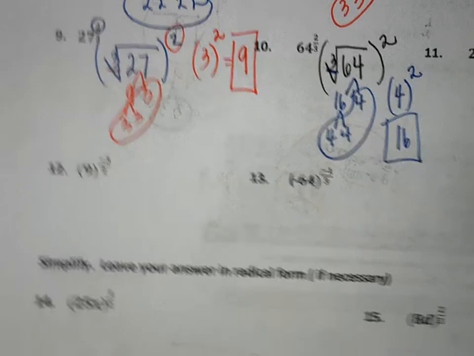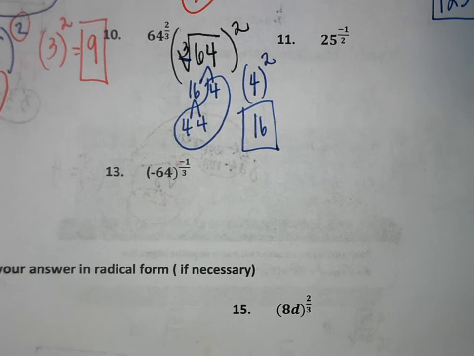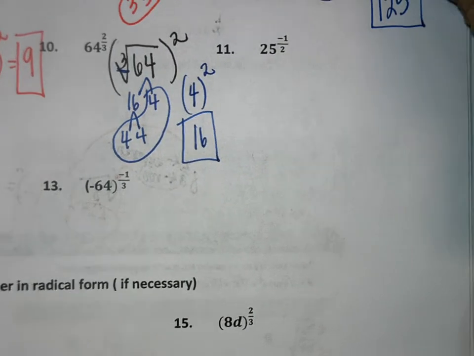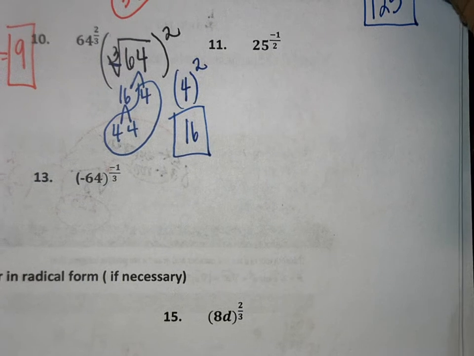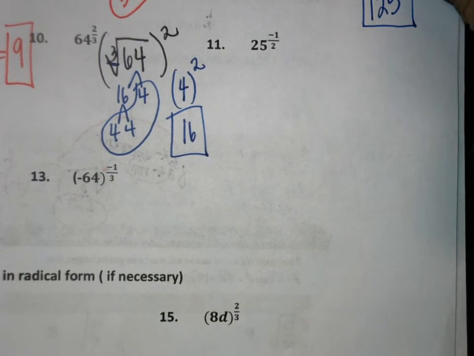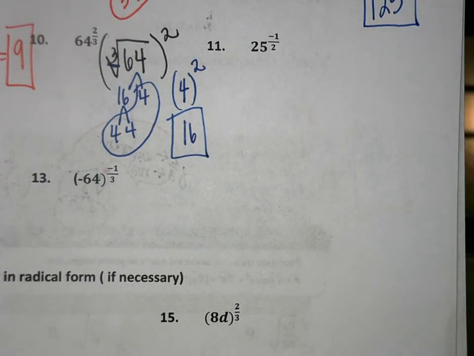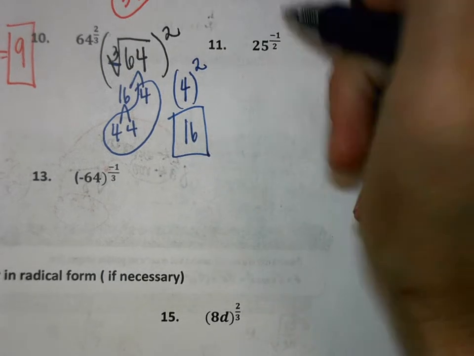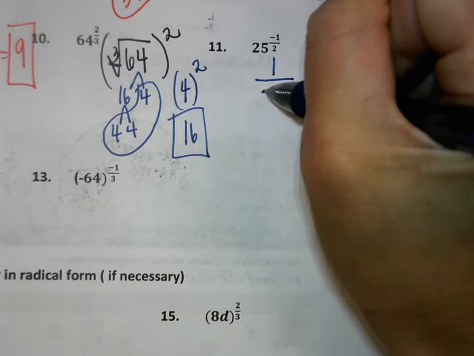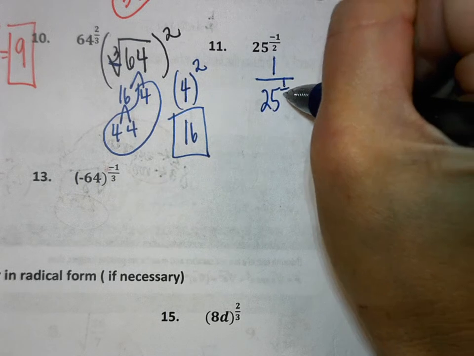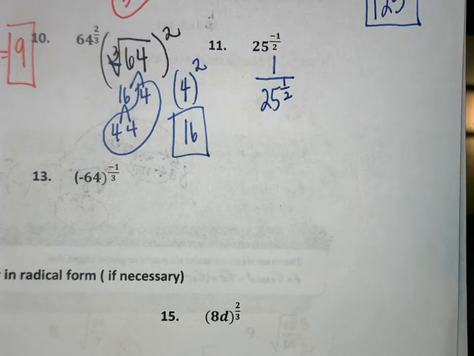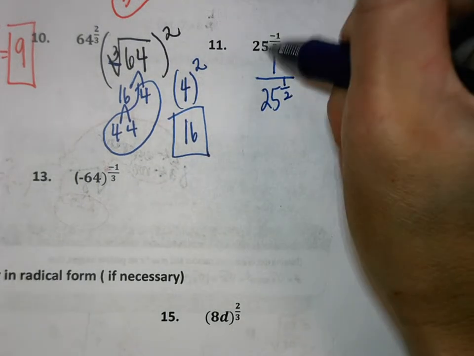Okay, number 11. We have 25 to the negative 1/2 power. Hopefully you remember that anytime you have a negative exponent, you have to change sides. So in this case, we end up having 1 over 25 to the 1/2 power. So the negative 1/2 is touching the 25.